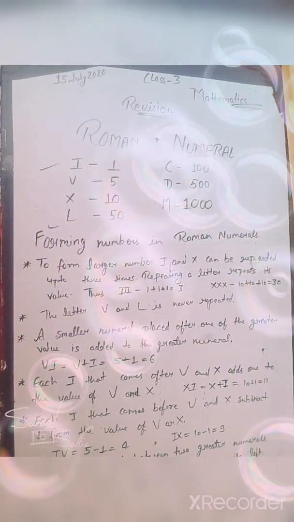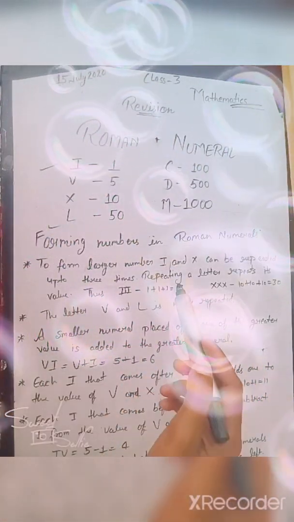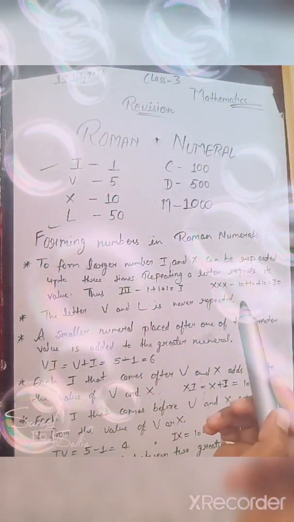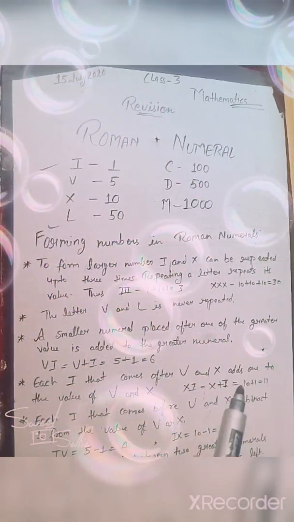So let's see. Rule number one: to form a larger number, I and X can be repeated up to 3 times. Repeating a letter repeats its value.